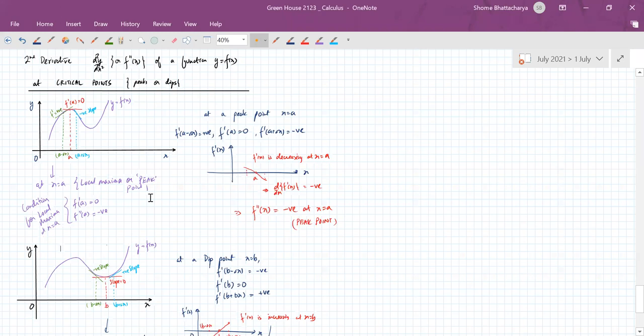Understood? Yes, sir. So we don't need to test the values anymore. We just need to apply this simple condition over here. This condition is a two-step process, that if it's a local maxima point, then at that point, derivative should be zero and second derivative should be negative. Whereas if at a point derivative is zero, but second derivative is positive, then it's the opposite kind of thing. It's the local minima point.